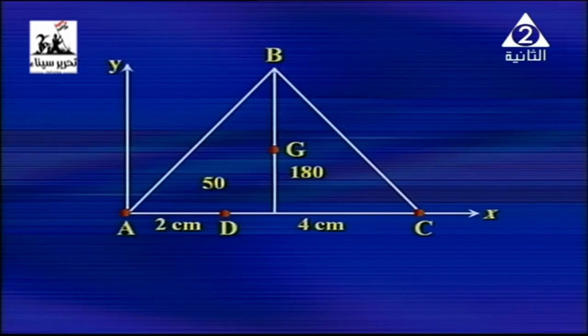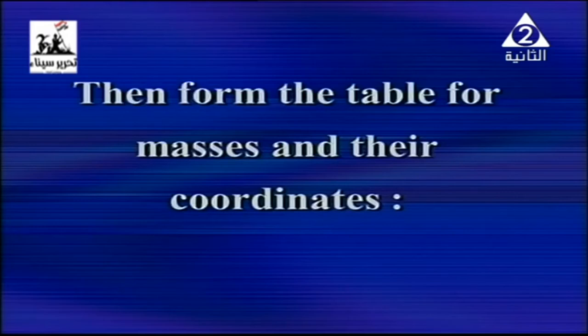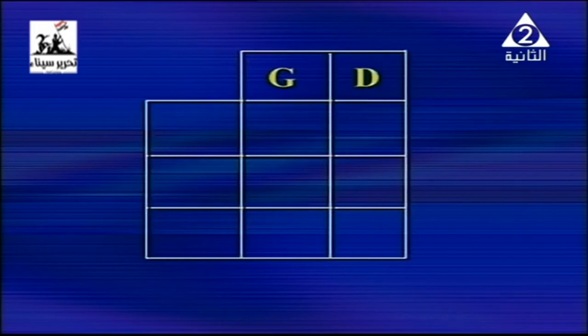Then 180 is the weight, or mass, of lamina ABC. Don't distribute it about A, B, C. Then form the table of masses and their coordinates. Look at, we have G and D, 2 points only. What is the mass at G? 180. What is the mass at D? 20. We have 2 masses only: the mass of the lamina, and the second mass at point D, which is 20 gram.